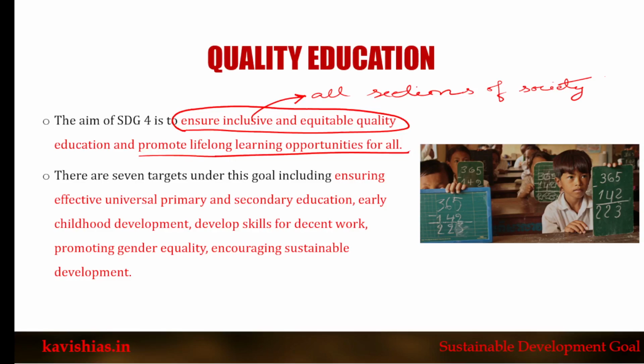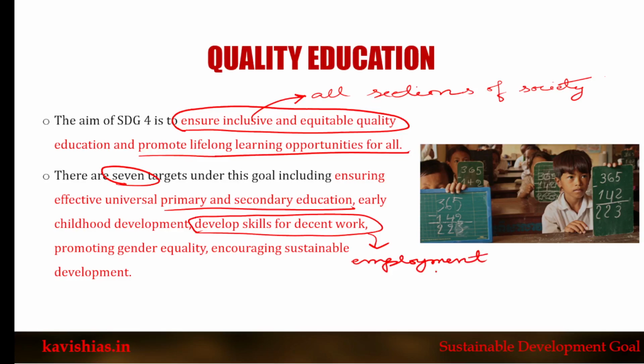So there are 7 targets under this goal, as we know. Let's have a look at what these 7 targets are. The 7 targets include ensuring effective universal primary and secondary education, early childhood development, and developing skills for decent work, because of course the main motto of having a good quality education is to get employment, right?